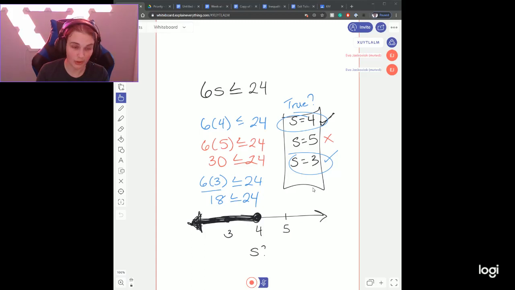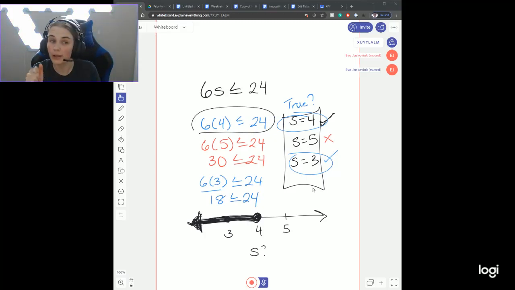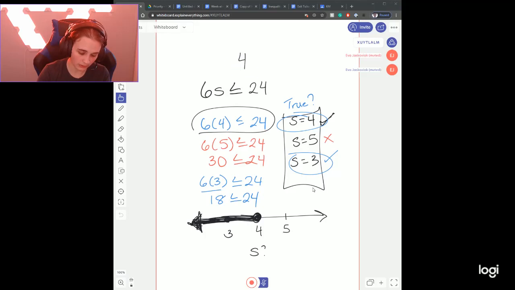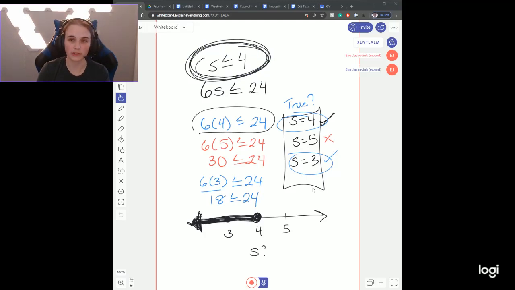But 5, we said, didn't work. And if we go any bigger than 4, we're going to get a number bigger than 24. 6 times 4 and 1 millionth is going to give you 24 and 6 millionths. So you're going to tip the scale too big over to the side of 24. And that's how that works. So we would say that 4 works for s, and anything less than 4 works for s. So s must be less than or equal to 4. And that's your final answer.